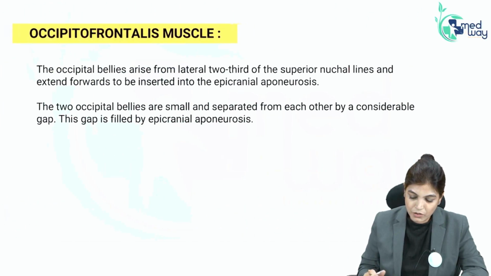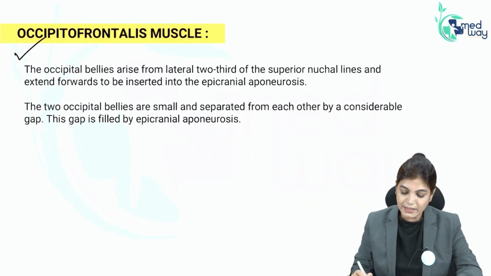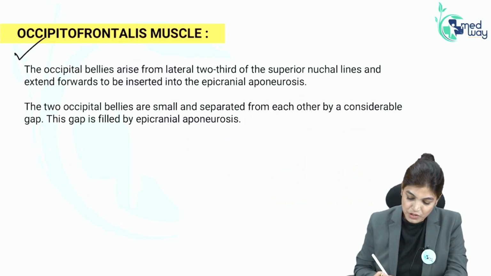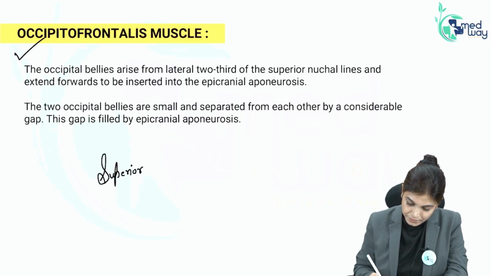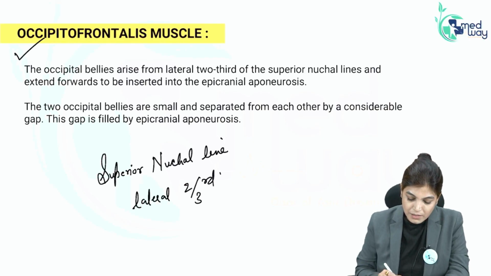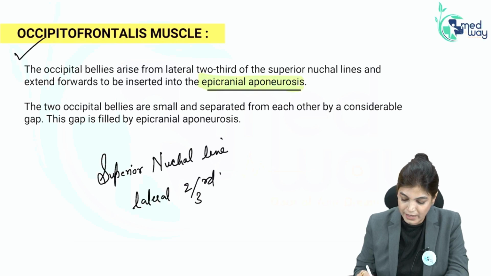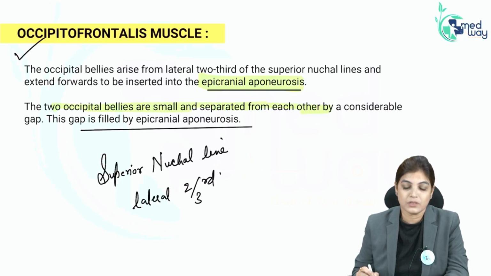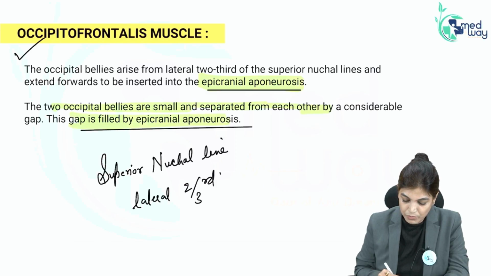Now, I just want everybody to pay attention to the occipital belly. The occipital bellies arises from, if you see the posterior aspect of the skull, you can appreciate the superior nuchal line. So, from the lateral 2/3 of the superior nuchal line, the occipital bellies is traversing forward, and it is inserted into epicranial aponeurosis. So where it is inserted? It is inserted in epicranial aponeurosis. The two occipital bellies are separated from each other by a considerable gap, and this gap is filled with epicranial aponeurosis.